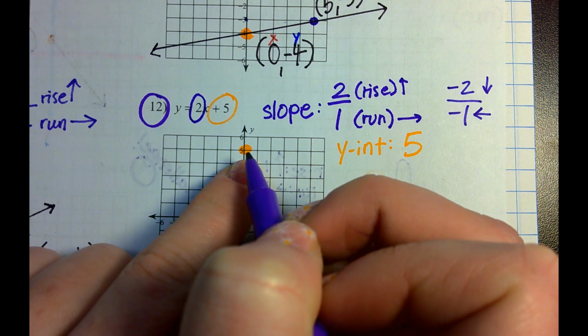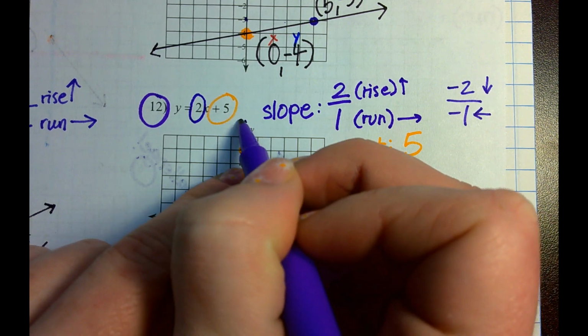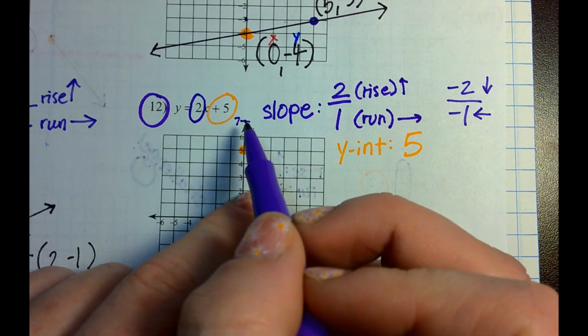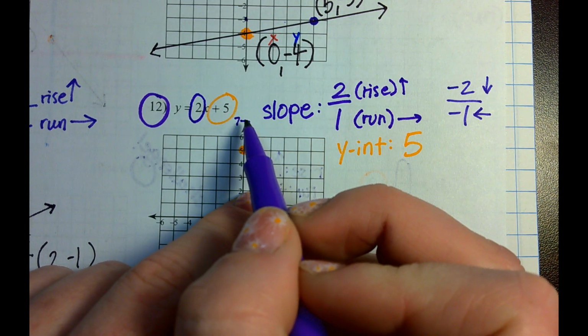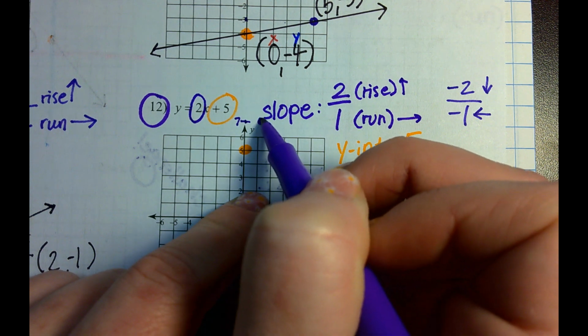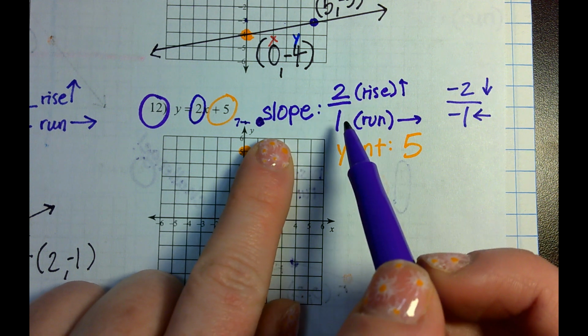So we're rising 2. So we're going to go up 1, 2, and we're at y equals 7 now. You kind of have to make a new point. And what's my run? 1. So I just go over 1 to the right. So there's my second point. That's using the positive 2 over 1.